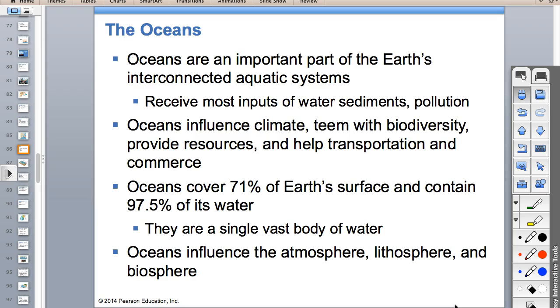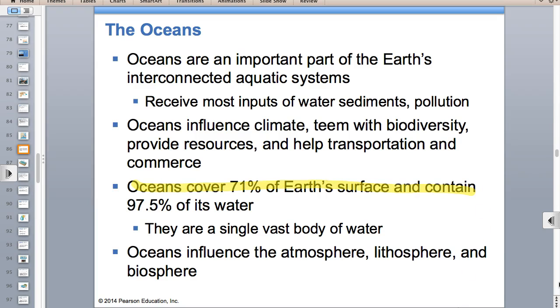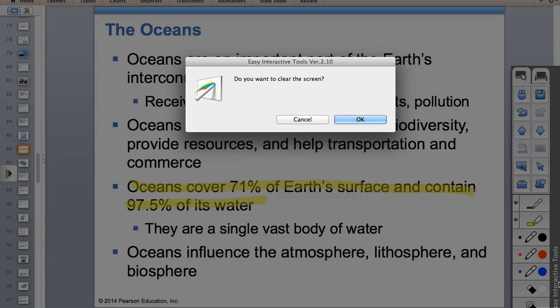One of those numbers, or two of those numbers, I should say, here we have oceans cover about 71% of the Earth's surface. So 70% of the Earth is covered in ocean, basically. And the oceans contain about 97.5% of all the water on Earth. And they're just one single vast body of water. Some people will just refer to it as a global ocean instead of four or five major oceans. It's all connected.